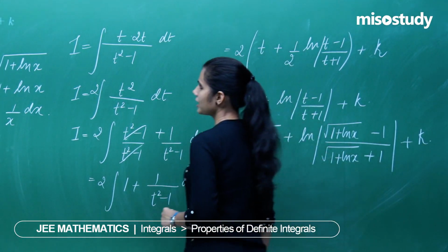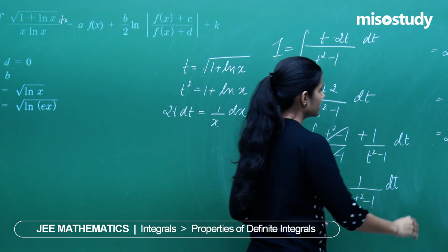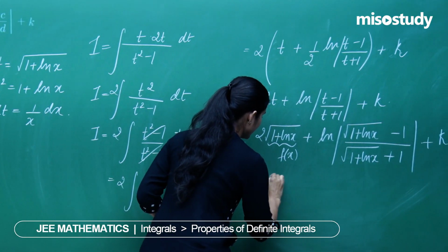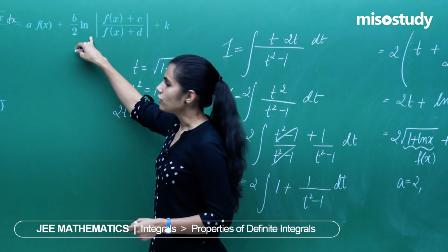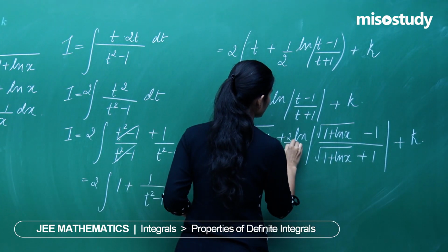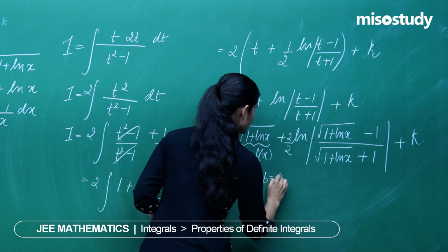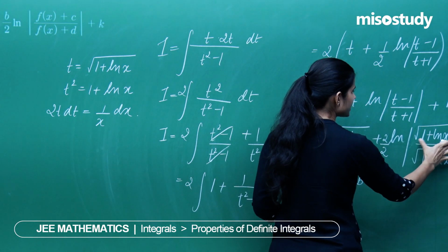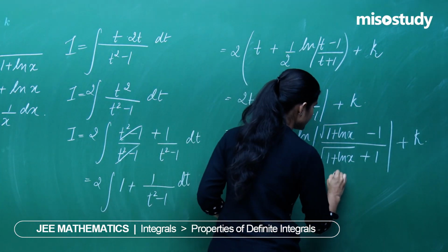If you compare it to the right hand side given in the question, it is a times f(x). If I say this is my f(x), then a is 2, and b by 2 times ln of f(x)... I can write this as 2 by 2 times, so b turns out to be 2. ln of (f(x) plus c) upon (f(x) plus d). This is f(x) plus c, c is minus 1, upon f(x) plus d.